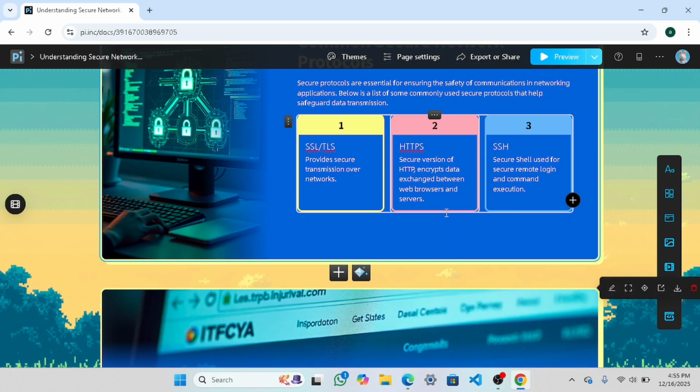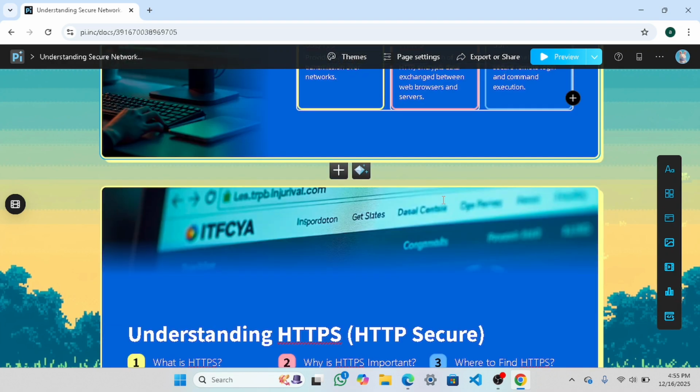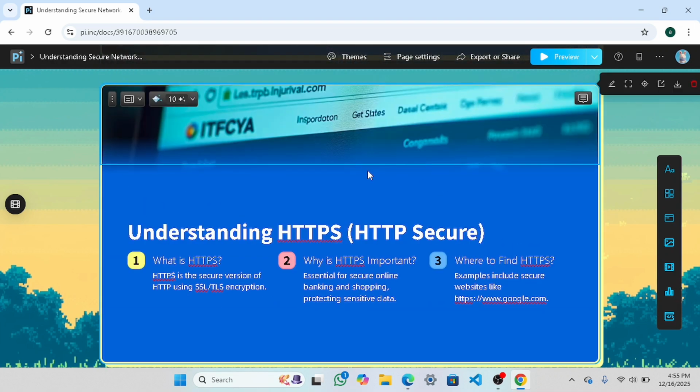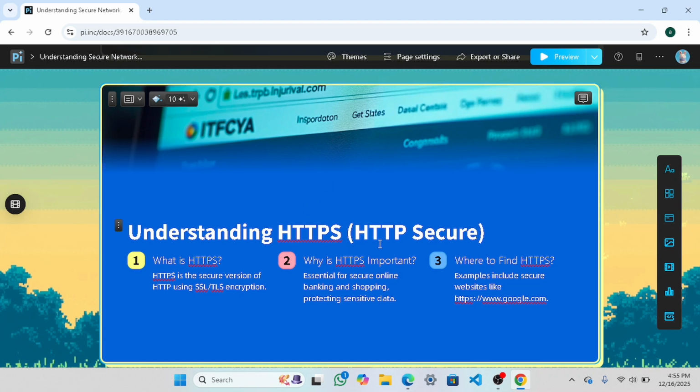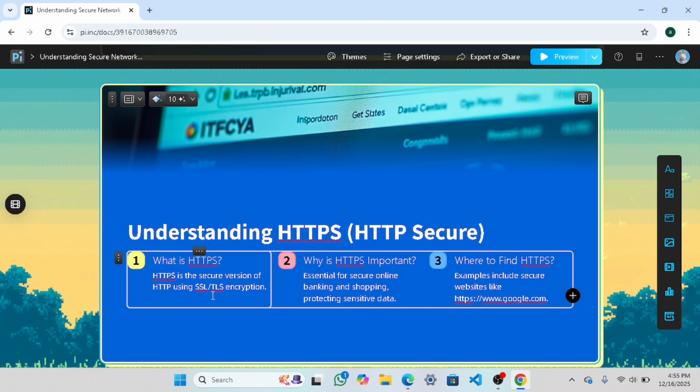So, for example, HTTPS www.google.com, as simple as that. Now, understanding HTTPS, why it is secure. HTTPS is a secure version of HTTP using SSL and TLS encryption. Here is an overview of HTTPS. So I am going fast. Why is it essential for secure online banking and shopping, protecting sensitive data?